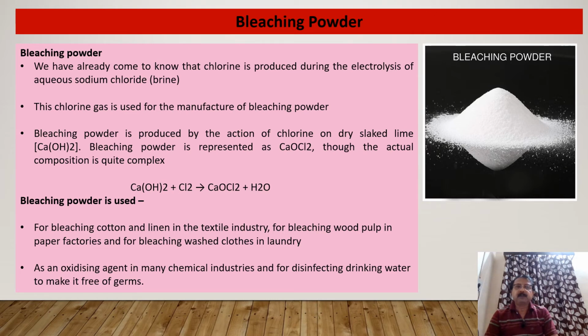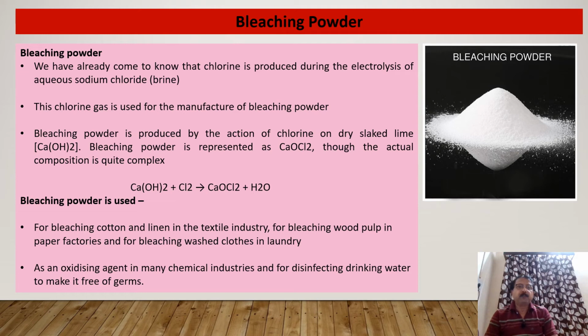Bleaching powder is represented as CaOCl2, though the actual composition is quite complex. Here we will see the reaction: calcium hydroxide mixed with chlorine, giving the result CaOCl2, that is bleaching powder, plus H2O, water.